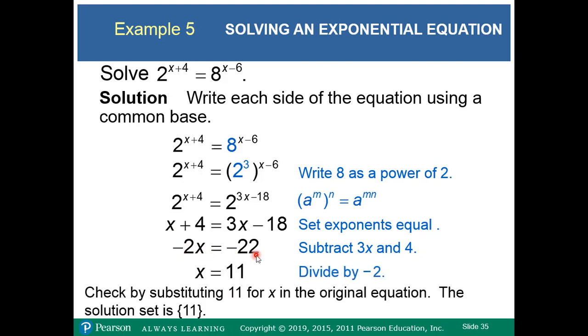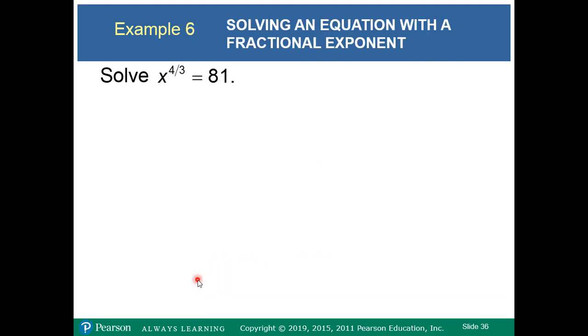Okay. Now, we could check by substituting 11 back into our original equation, and sure enough, we'll get the same thing on both sides. Okay, so check by substituting 11 for x into the original equation, and we'll show that the solution set is just 11, or that x equals 11 is the solution.